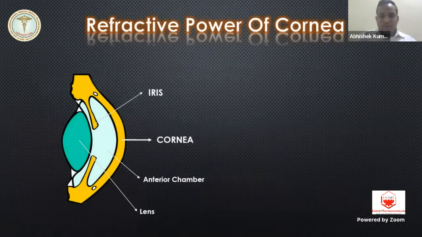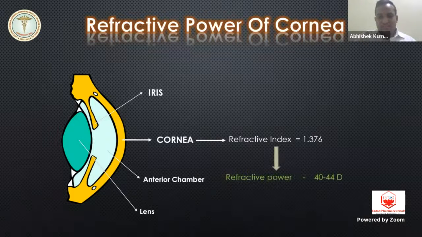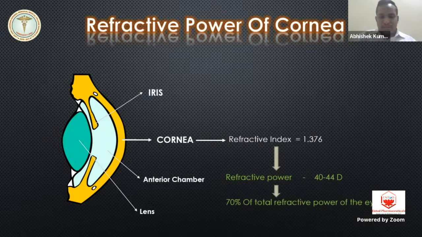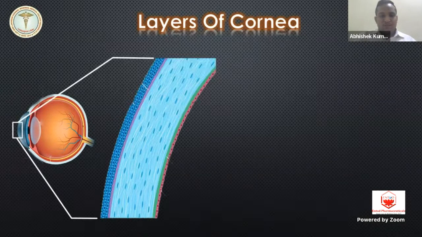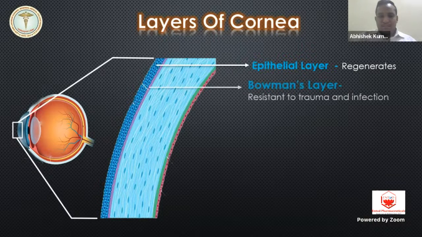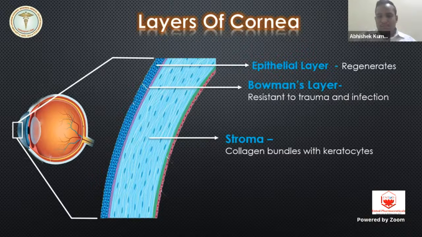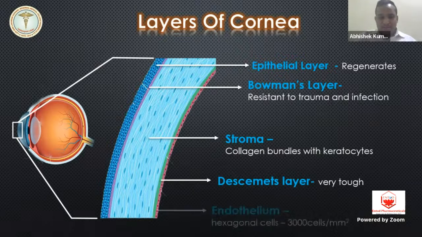Then the refractive power of the cornea. The refractive index of the cornea is around 1.376 and refractive power is 44 to 48 diopter, which is 70% of the total refractive power of the eye. Now some basic information about the layers of the cornea. We have the epithelial layer which can regenerate. Then we have Bowman's layer which is resistant to trauma. Then we have the stroma which has collagen bundles with keratocytes. Then we have Descemet's layer. Then we have the endothelium which has hexagonal cells, that is 3000 cells per mm square.